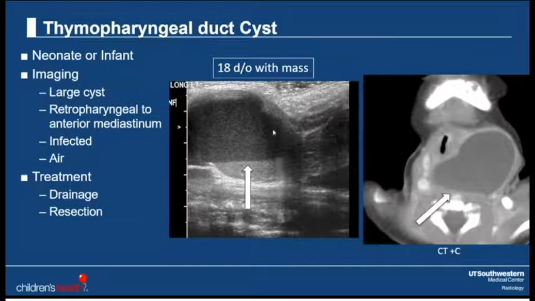This is an 18-day-old with a large mass. We see a fluid level on ultrasound, and we see the extent of the mass, which is predominantly retropharyngeal superiorly, but extends anteriorly in a paraglottic fashion.